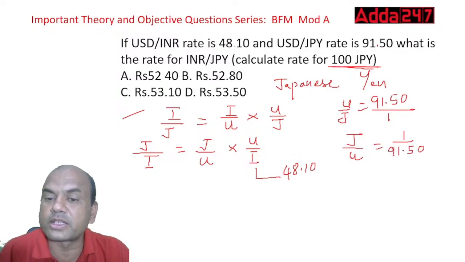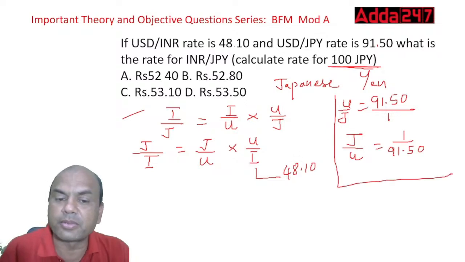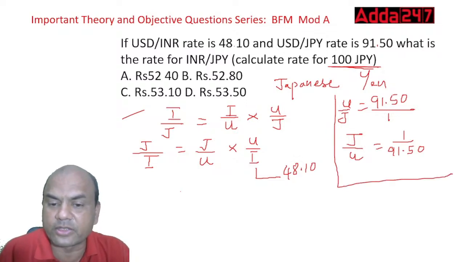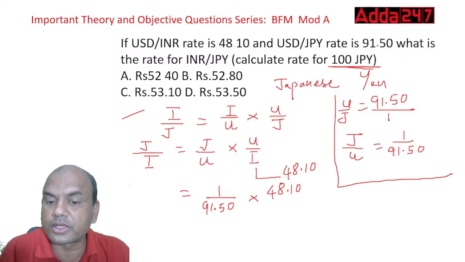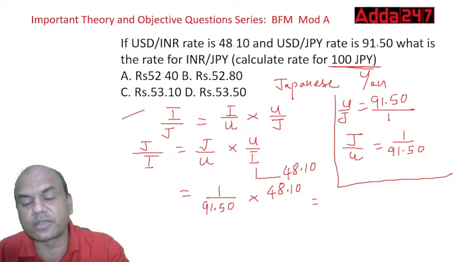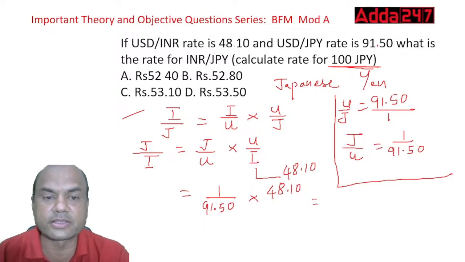So now I've got the JPY to USD rate. Multiply this, put it over here. So my answer will be 1 upon 91.50 into 48.10. So what is the answer now? Do it on the calculator, everyone. Try it on the calculator. Let me get the answer in the comment section. Everyone, give me the answer in the comment section.